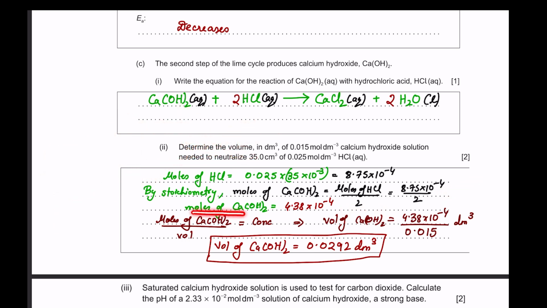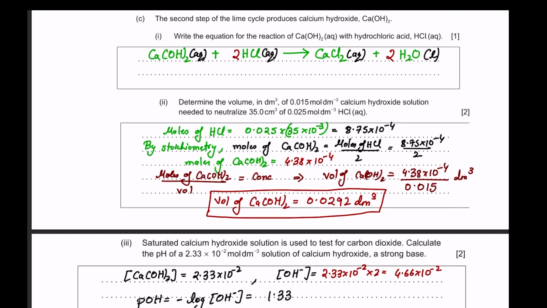Now we got the moles of Ca(OH)2. Now we need to find the volume that is required. So this is the formula for concentration, moles per volume. So volume becomes moles divided by concentration. Upon further calculation, we find that volume is 0.0292 dm³, and we have to keep our answers in dm³ as instructed in the question.